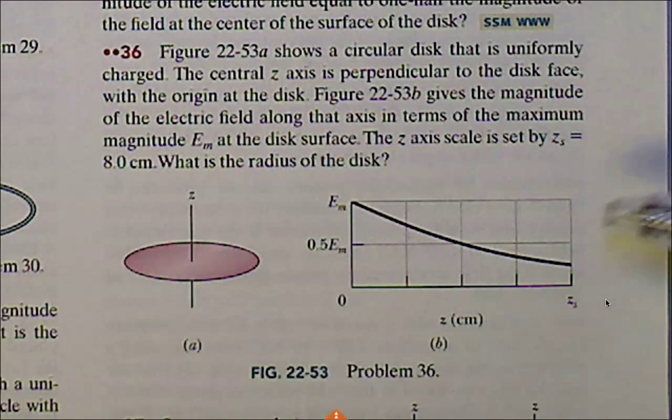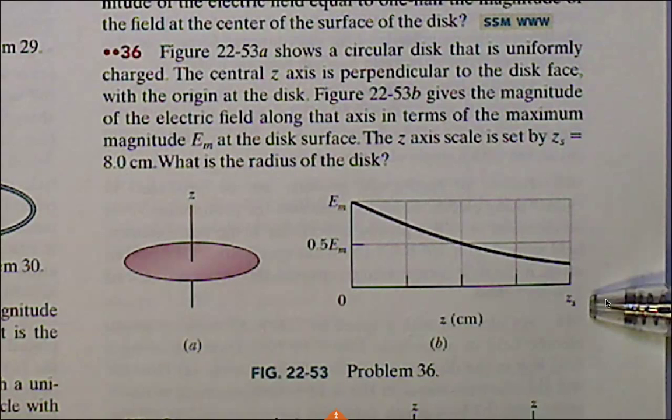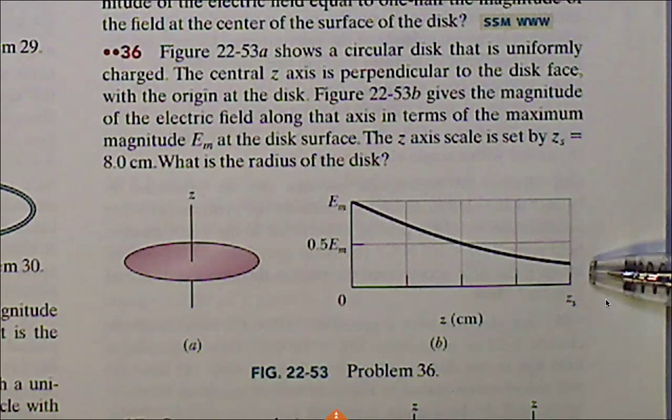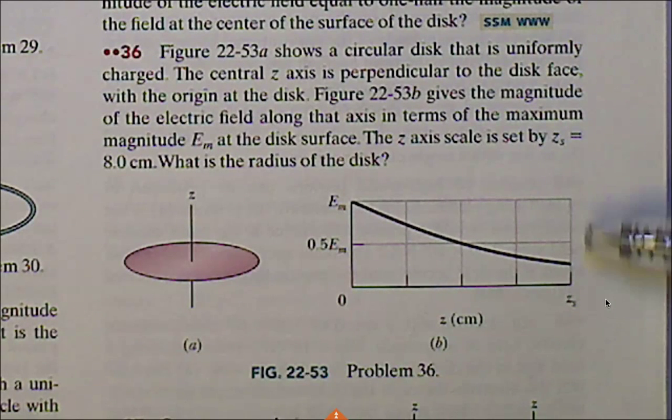Now, the second figure here is going to give us the magnitude of the electric field along the Z-axis. So at different points along the Z-axis, this tells us what the electric field is. Notice that it decreases, of course, as you get further away.